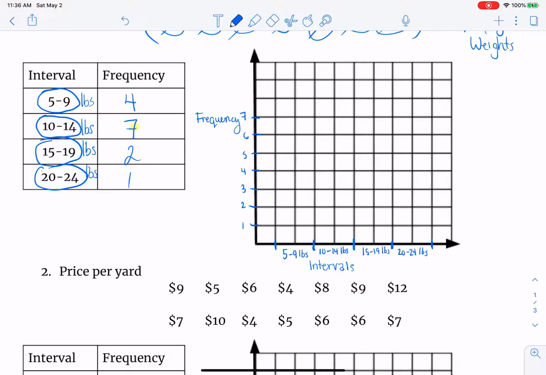So let's go ahead and make our histogram now. So our first interval, we have 4 that fall within this. So we're going to go ahead and draw a line here, and we can fill it in. So beautiful. All right, you don't have to color it this much. I'm just having a good time. All right, so the next one is going to be 7 is the frequency. So I'm going to draw a line here at 7. And then I'm going to go ahead and fill that in.